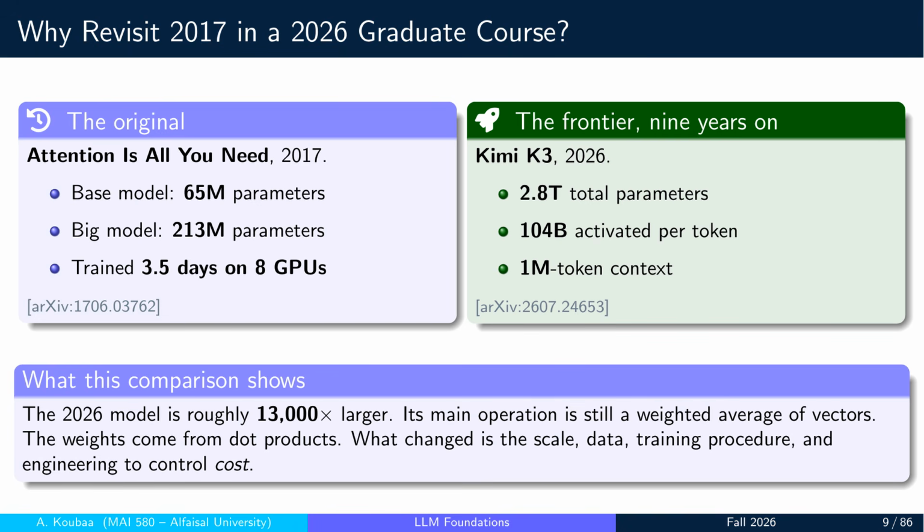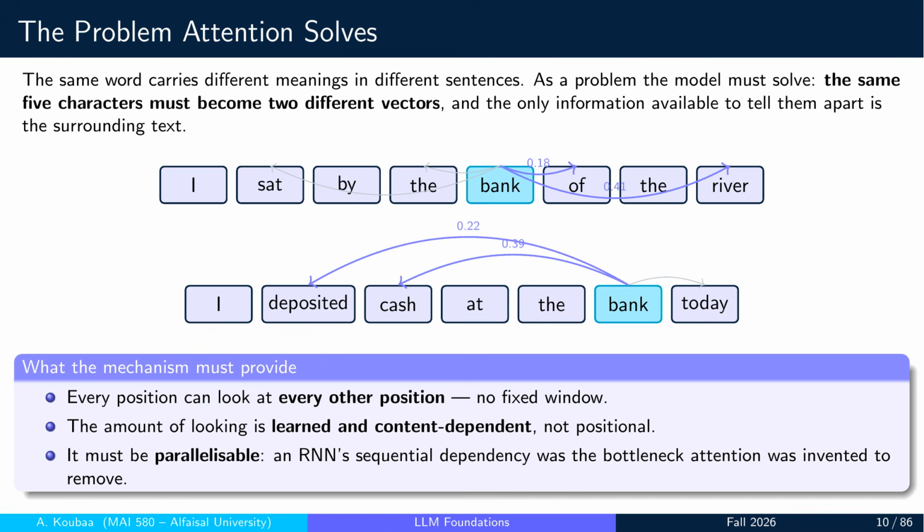So we revisit attention, not for history and not for nostalgia. We revisit it because its cost is a systems constraint you will meet in your own project. Let us start with the problem before we name the mechanism.